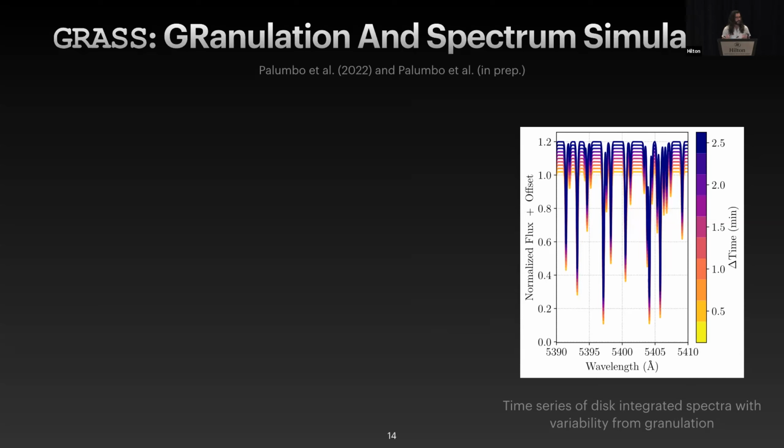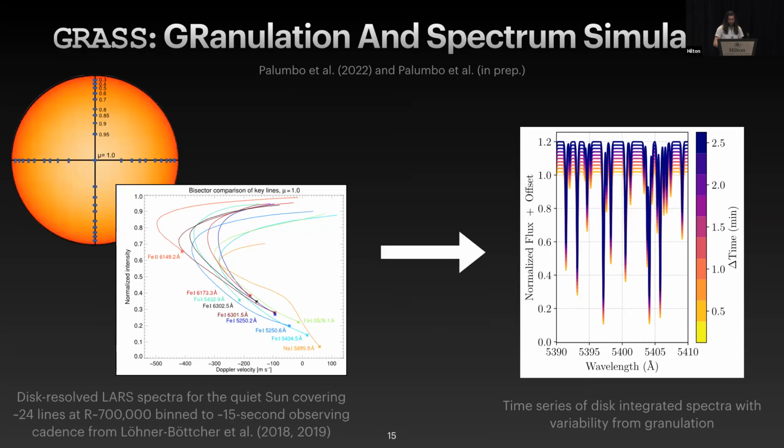So basically what GRASS gives us is a time series of spectra. And as I said before, the only thing changing from observation to observation is that line shape change due to variations in granulation, the dances of those granules. And the way we do this is we take disk resolved observations of the sun. So rather than doing this from MHD simulations, we let nature do physics for us.